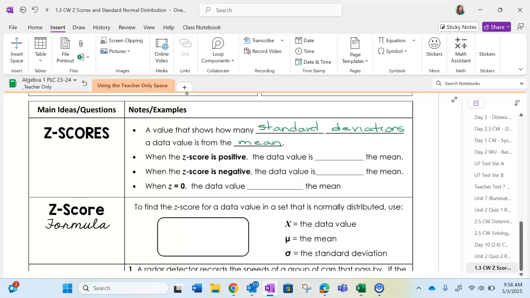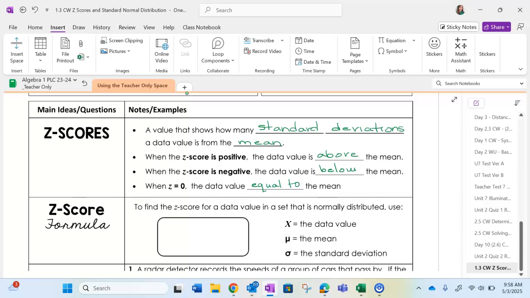When the z-score is positive, the data value is above the mean. All right, and we kind of talked about that yesterday too. In our bell curve, it is greater than the mean. When the z-score is negative, the data value is below or less than the mean. So z-scores can be positive or negative, okay? When a z-score is 0, then it is equal to the mean, okay?